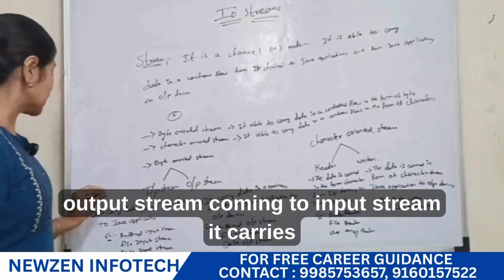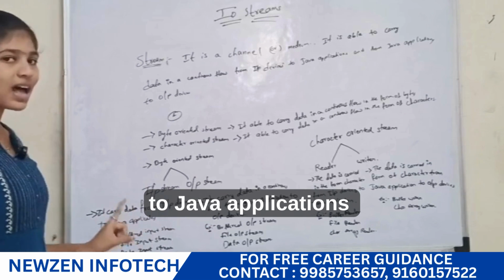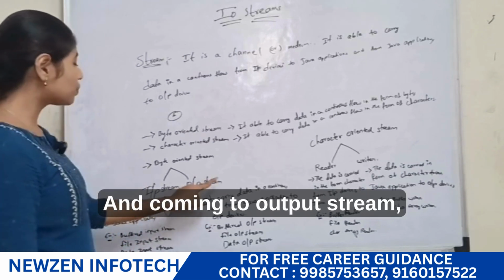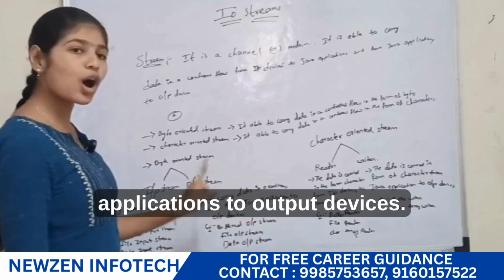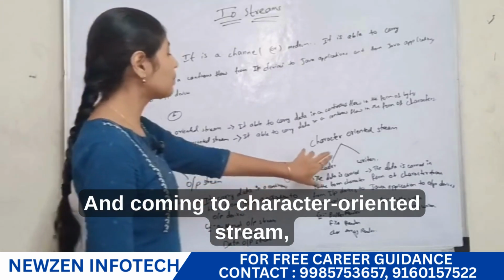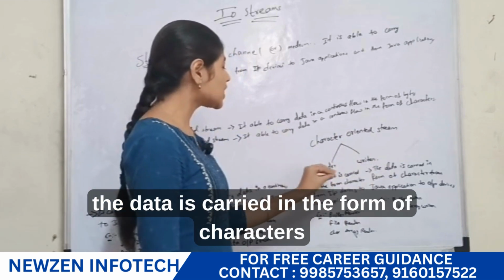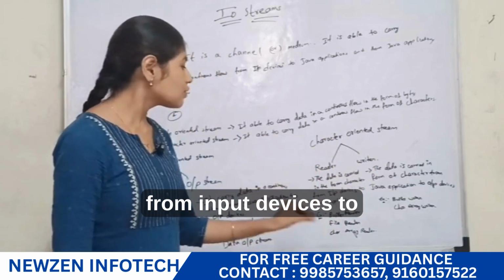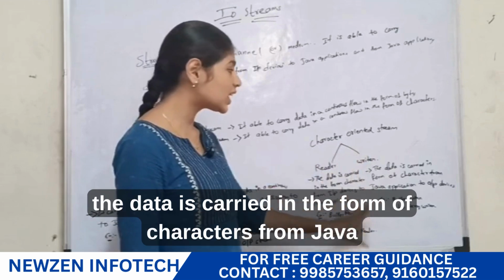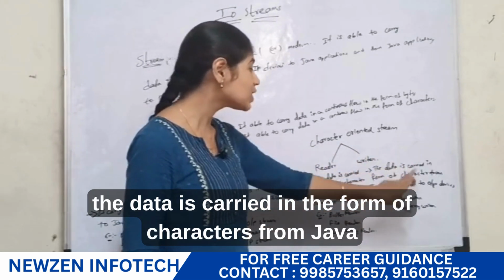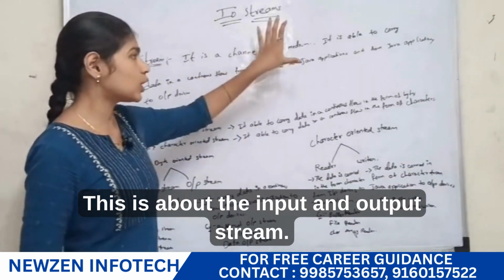Coming to input stream, it carries data in a continuous flow from input devices to Java applications. And coming to output stream, it carries data in a continuous flow from Java applications to output devices. In character oriented stream, there are two types, reader and writer. In reader, the data is carried in the form of characters from input devices to Java applications, and in writer, the data is carried in the form of characters from Java applications to output devices. This is about the input and output stream.